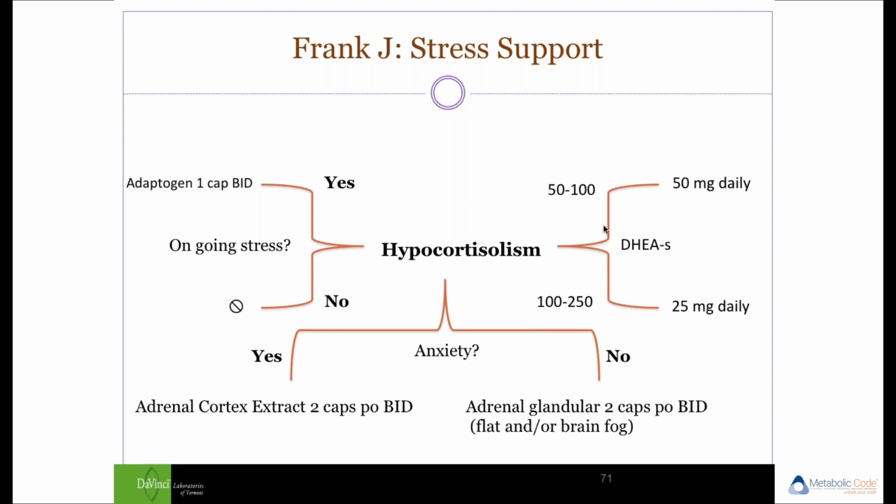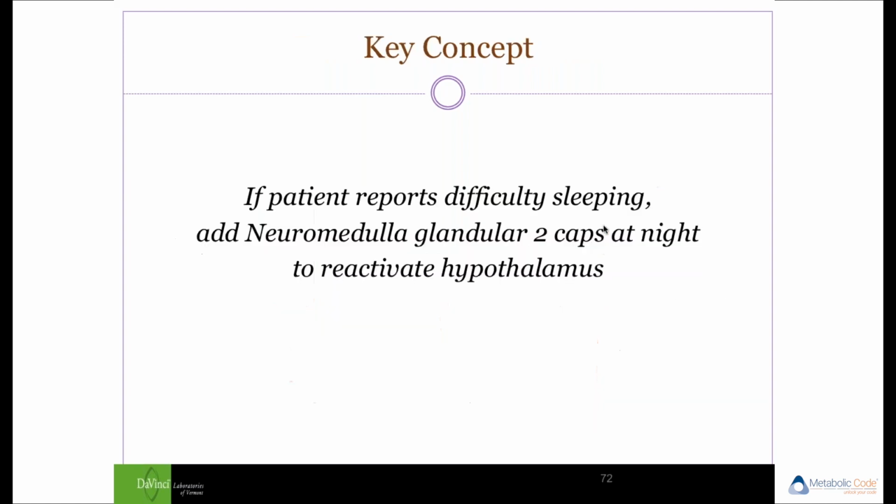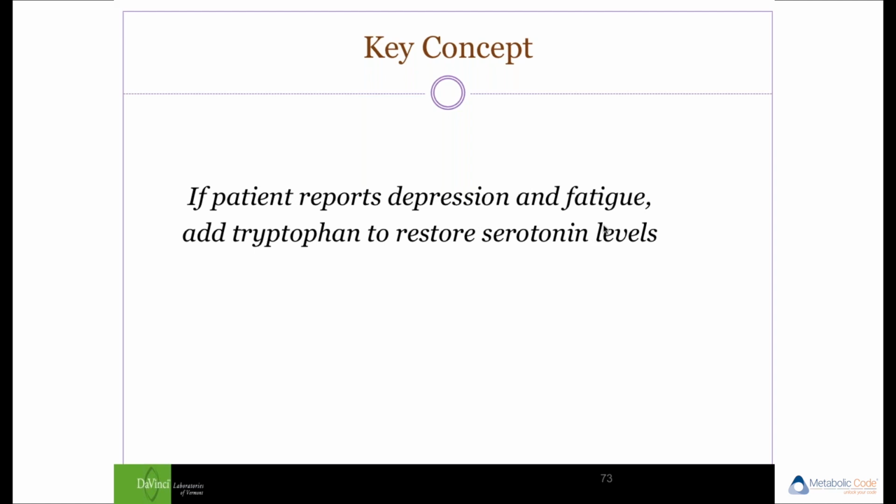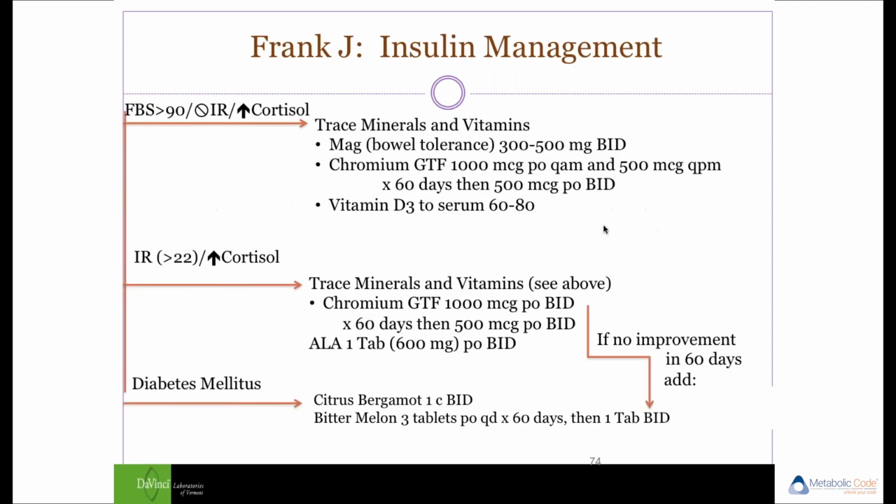In addition to that, you may want to consider some adrenal extracts. I like to choose based on whether or not they have excess anxiety. If they do, you might want to look for adrenal cortex extract, which does not have the excess neurotransmitters in it. It's only the cortex. And if they don't, if they need the whole gland, you can find a whole gland. Key concept, if patient reports difficulty sleeping, you can always add some additional glandulars. There's one called neuromedulla, which is 2 caps at night to reactivate the hypothalamus. In addition to this, if patient reports depression and fatigue, you want to add tryptophan to restore serotonin levels.